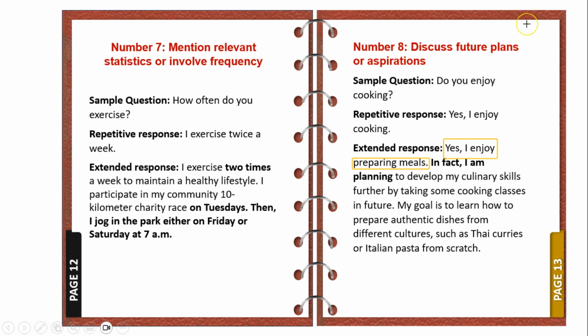So I stated that, in fact, I am planning to develop my culinary skills further by taking some cooking classes in future. I can just stop here and that is okay. So it tells what I'm going to do in future. I can also talk about aspirations and goals. I can go on by stating that my goal is to learn how to prepare authentic dishes from different cultures, like Thai curries or Italian pasta from scratch. You can just stop at this point, and that will be fine, or you can go further.